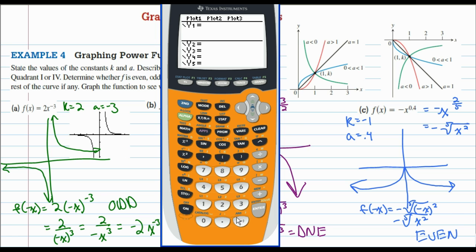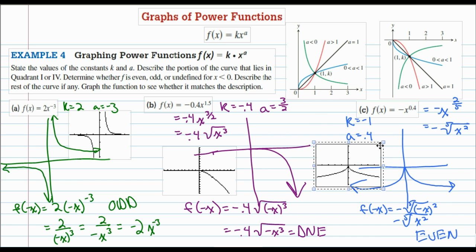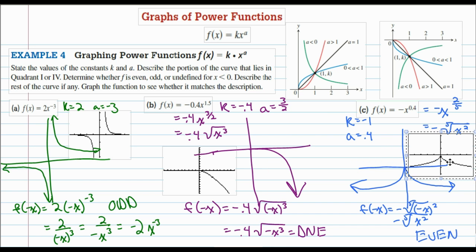Let's see here, I've got negative x to the 0.4. Here's zoom 6. You can kind of see the bowing of the graph. It looks like a square root function, but even, symmetrical about the y-axis. Let's zoom 4 to see that a little bit closer. There, now it's very obviously similar to that square root function, and as we said before, symmetrical to the y-axis, so even.